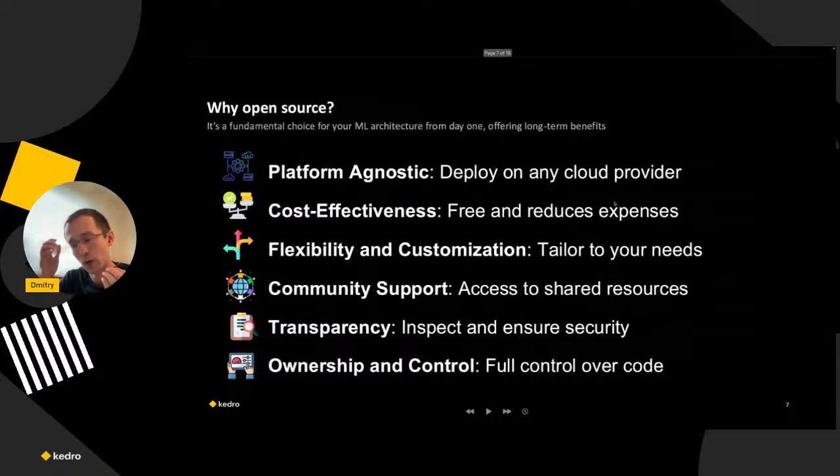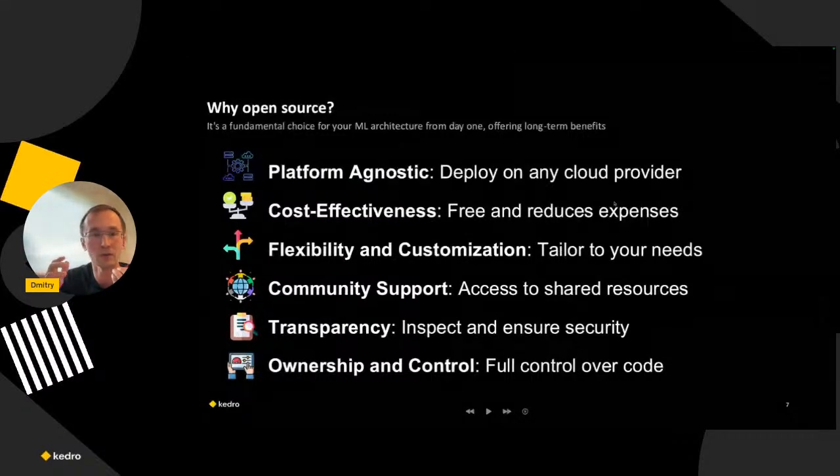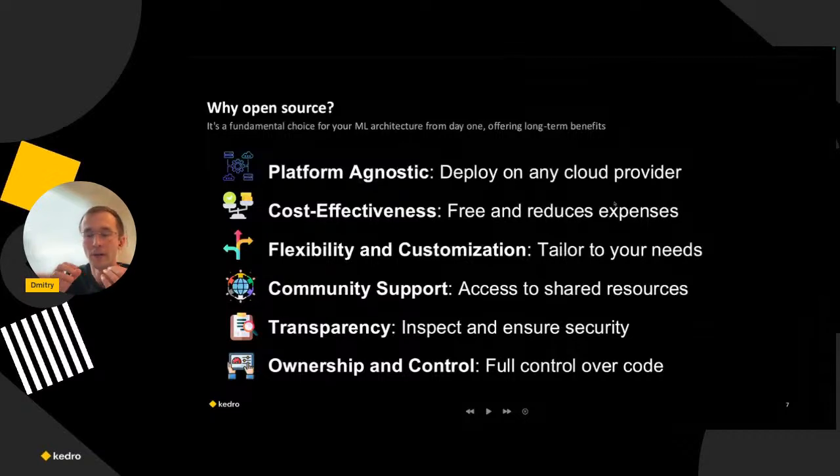When you start thinking about the solutions that you use, what kind of architecture should be in your machine learning project, I can recommend you rely on open source architecture. Actually, it's a really strategic and fundamental choice that should be made on the first day. Why is it important to use open source tools? They allow you to be platform agnostic, so you can deploy your solution on any cloud provider or on premise on your own hardware.